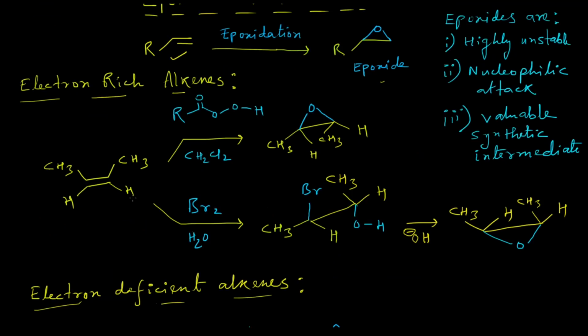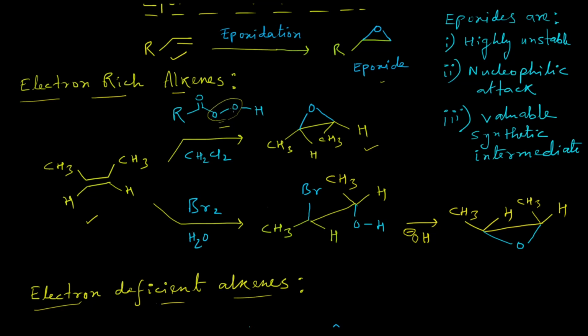If we have an electron rich alkene, let's say cis-2-butene, and we want to convert this alkene into its corresponding epoxide derivative, generally we have two choices. The first one is to treat this alkene with a peracid. So what is a peracid? A peracid is a carboxylic acid which generally contains a peroxide linkage like this one.